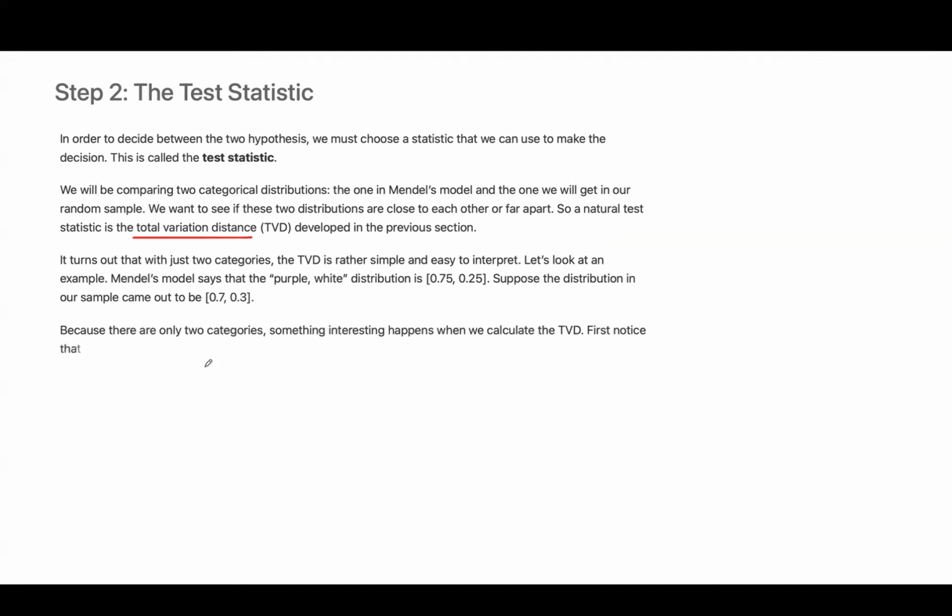First, notice that the absolute value of the difference between 70% and 75% is 5%. And the absolute value of the difference between 30% and 25% is also 5%. So the TVD is basically half of the distance between 70% and 75%, the proposed and the actual value that you got, and don't forget to use the absolute value, plus, for the second category, you're going to do the same thing. It basically is 5%.